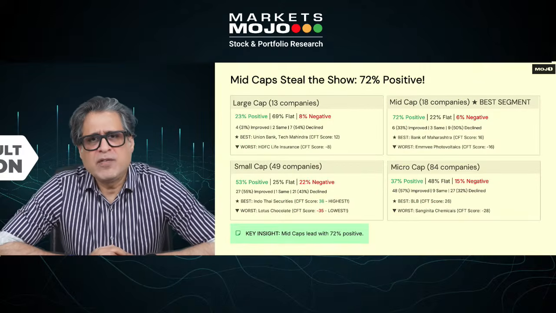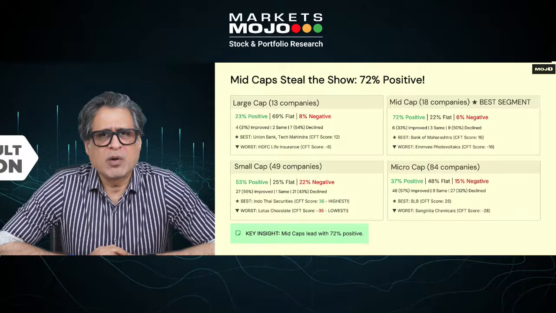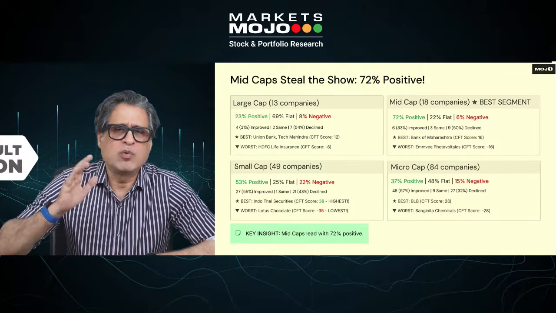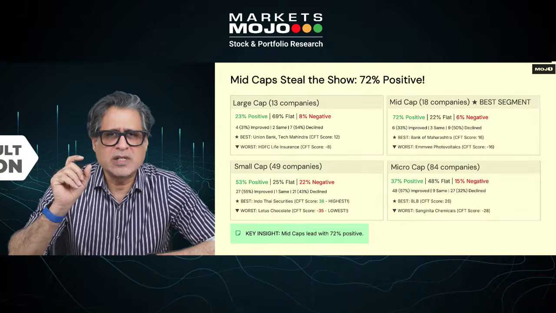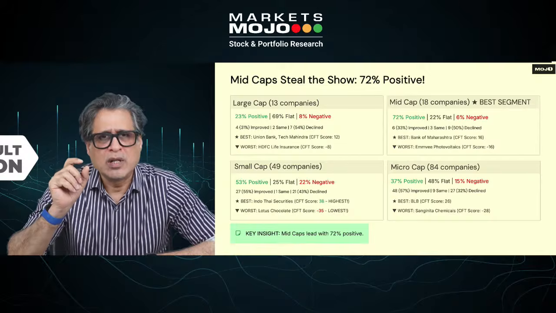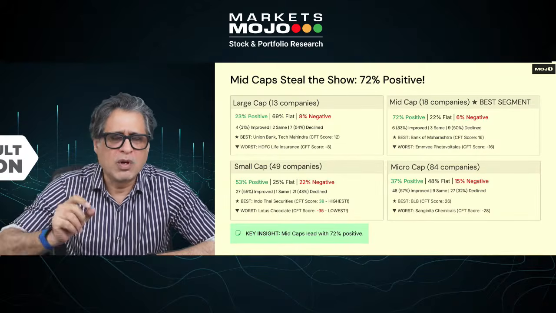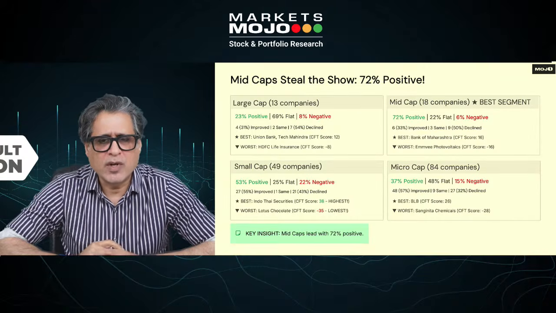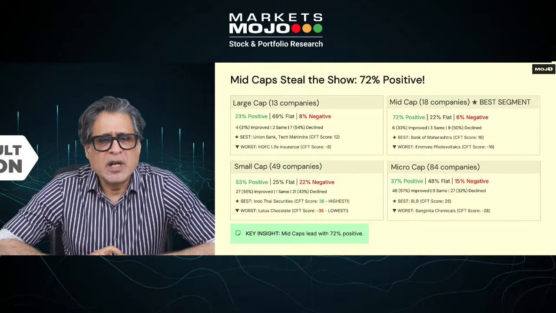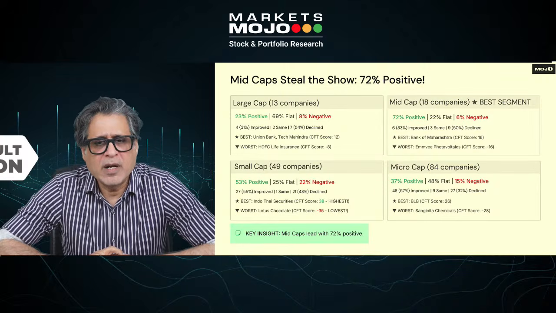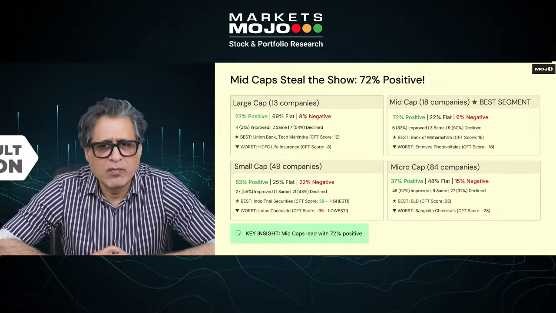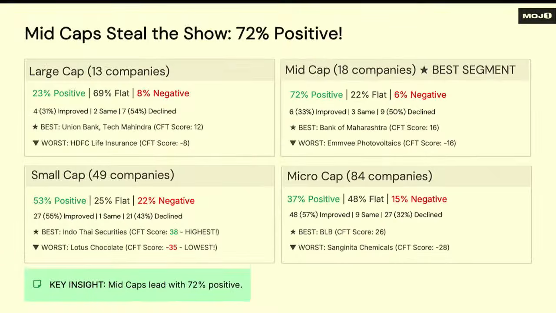Let's look at some companies that have recorded some of the best CFT scores. I will come to the overall scores, but the CFT score, as I said, is the quarterly result score that goes into the contribution of the overall buy, strong buy score of the company. The best in large cap are Union Bank and Tech Mahindra, both with a CFT score of 12. The worst is HDFC Life Insurance with a CFT score of -8.